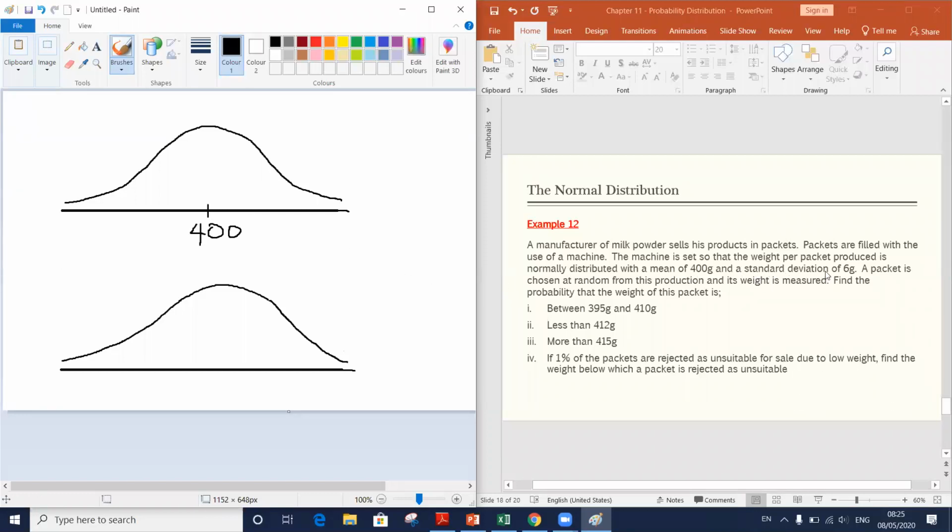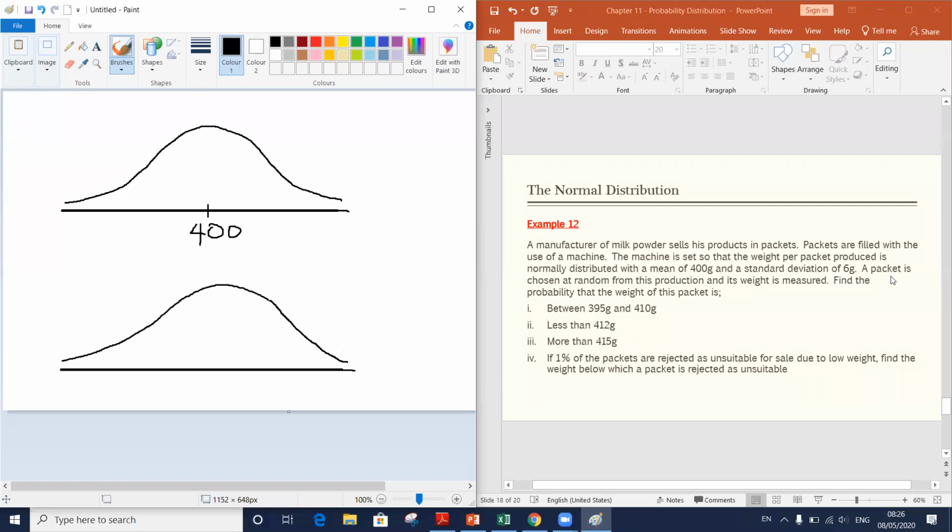Right. And a standard deviation of 6 grams, right? Standard deviation of 6 grams. සම්මත අපගමනීය grams 6යි. සාමාන්‍ය පැකට් එක බර 400යි, grams 6ක් එහෙම වෙන්න පුළුවන්.